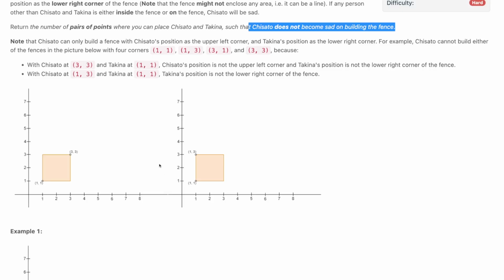So Chisato will only be happy when Chisato is at the top left, Takina is at the bottom right, and there is no other person in the fence. That is, there is no other point in this entire rectangle other than these 2 points.